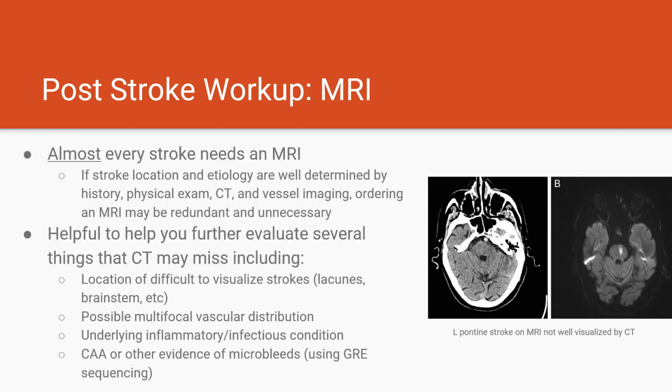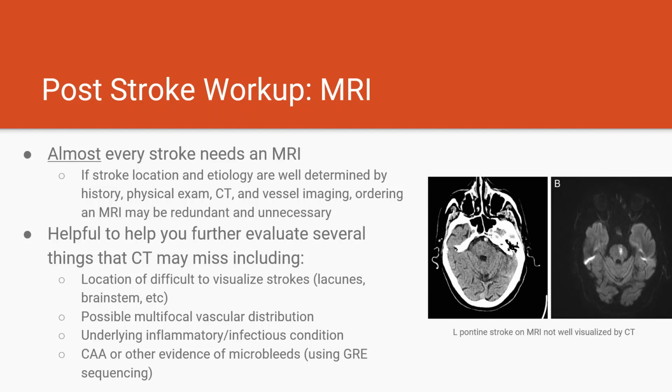But that said, MRI isn't actually absolutely necessary to the post-stroke workup. If you're really confident in the stroke location and etiology based on your history, your exam, all your imaging, then ordering an MRI is redundant and it can be cost effective to not get one. But this has to be a really clear-cut case. So something like a patient with known AFib, not on anticoagulation, who had a clot sitting in the right MCA on CTA and only has deficits associated with a right MCA stroke. That's really the only way you're going to get away without one.